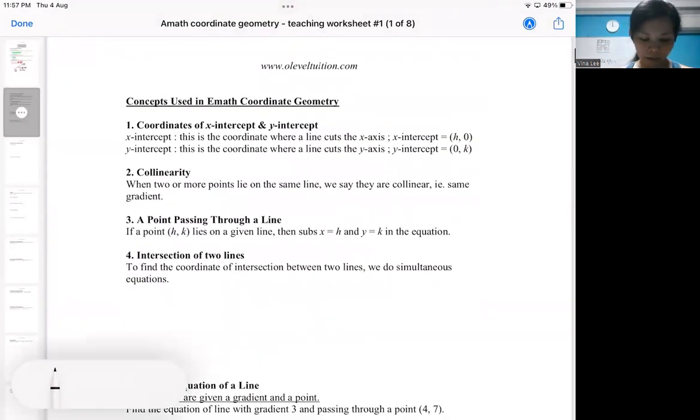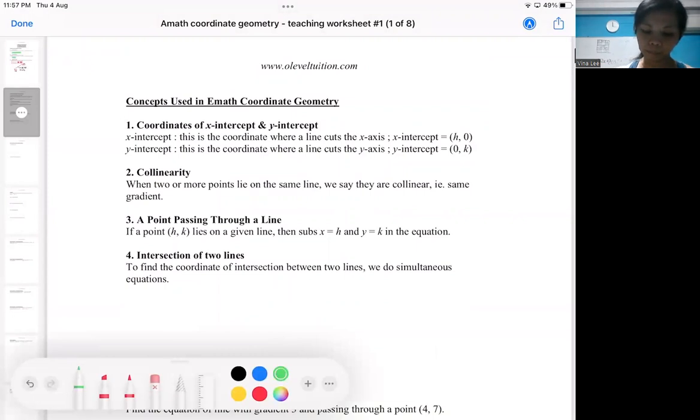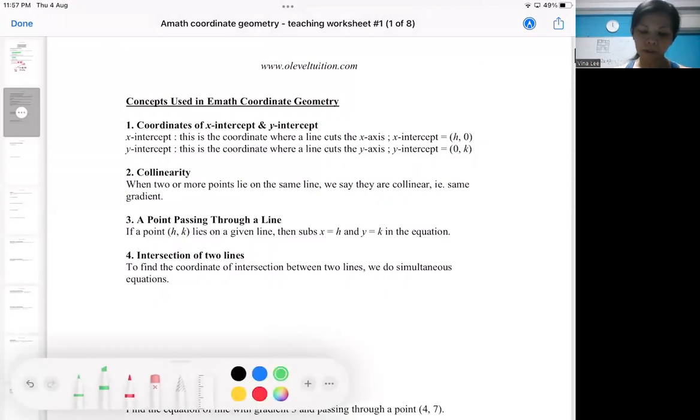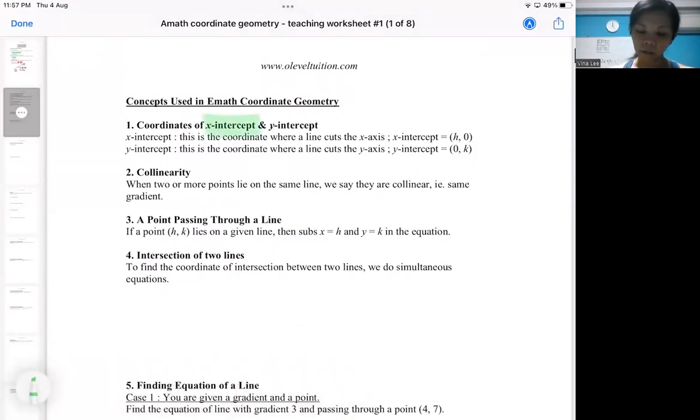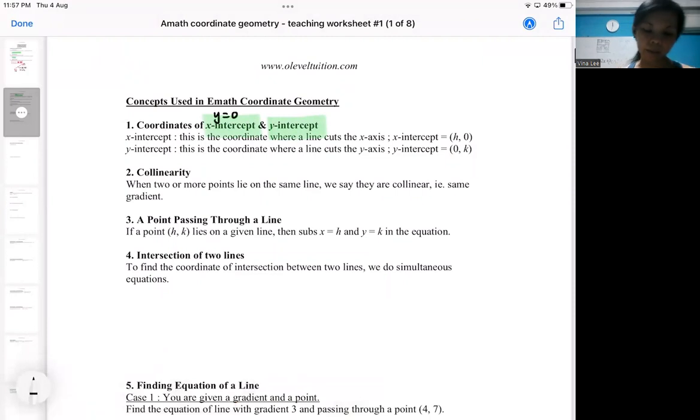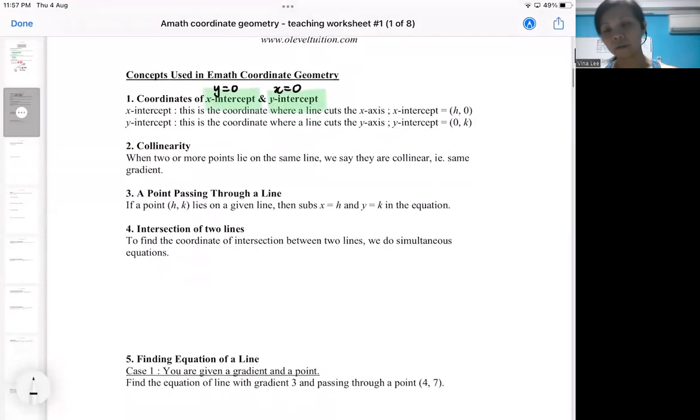Then the x-intercept that you learned in E-math coordinate geometry will still be applicable. So x-intercept, y-intercept. When you are finding x-intercept, it's always substituting y equal to 0 into the equation. Finding y-intercept is always putting x equal to 0. This has been done quite a lot in your E-math coordinate geometry, and it's still applicable.